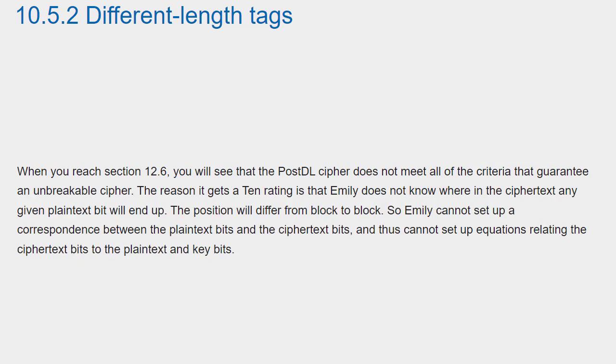When you reach section 12.6, you will see that the POST-DL cipher does not meet all of the criteria that guarantee an unbreakable cipher. The reason it gets a 10 rating is that Emily does not know where in the ciphertext any given plaintext bit will end up. The position will differ from block to block, so Emily cannot set up a correspondence between the plaintext bits and the ciphertext bits, and thus cannot set up equations relating the ciphertext bits to the plaintext and key bits.